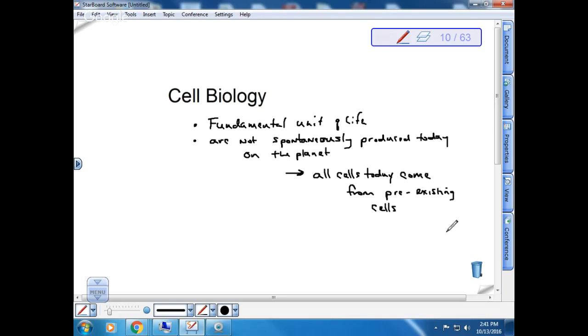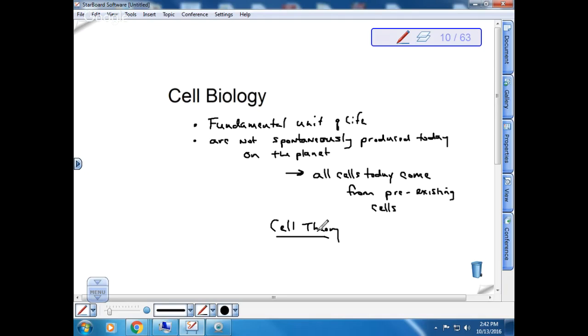Okay. So what this means is that we can trace our cells back, right, to the very first cells that once upon a time arose on the planet. Okay, so that's the idea of the cell theory. So this is the cell theory, which is described in your book.